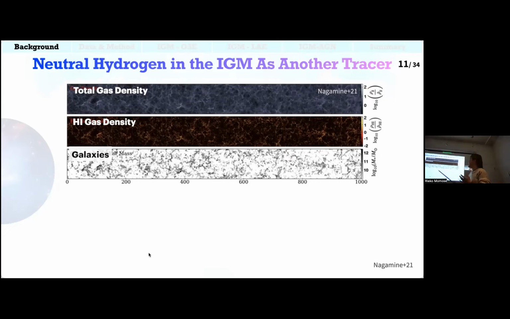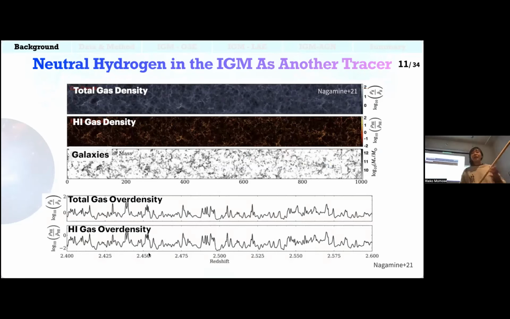First, using these simulation results, we visually compared their distributions. Then we found good agreement between total gas and neutral hydrogen. Besides, galaxy distributions are also found to show a similar distribution to the gas density. Then we also examined the mean value of gas overdensity for total gas and neutral hydrogen as a function of the line-of-sight direction in the simulation box. And again, we verified that the density trend seems to be very similar.